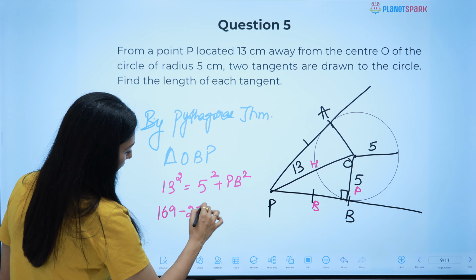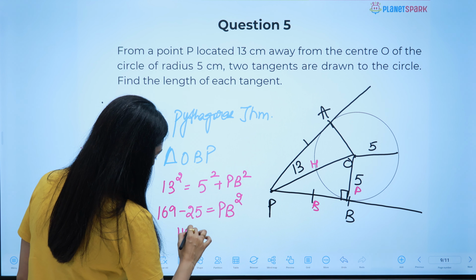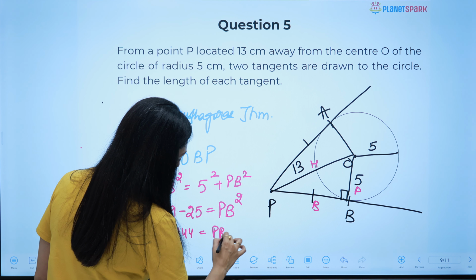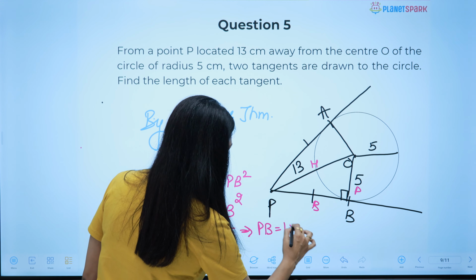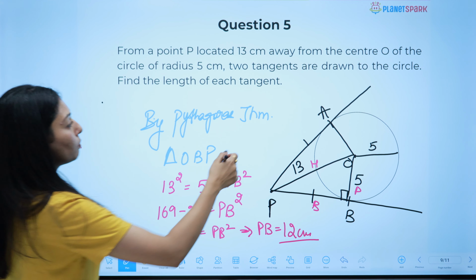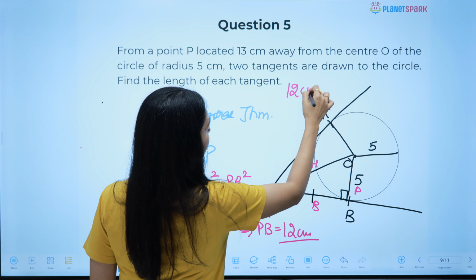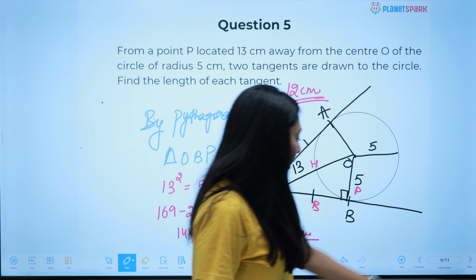169 minus 25 is equal to PB square. 144 is equal to PB square. So, PB is what, everybody? That is equal to 12 centimeter. So, length of both of the tangents will be what? 12 centimeter. Both are equal in length and that is the right answer there.